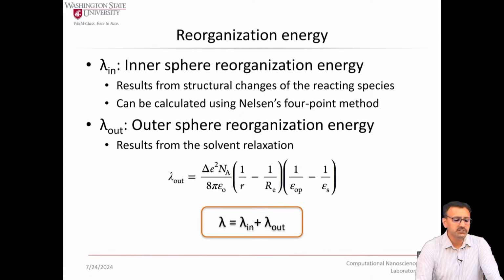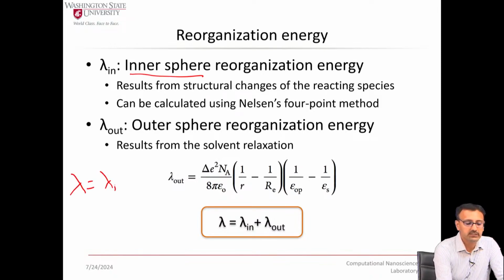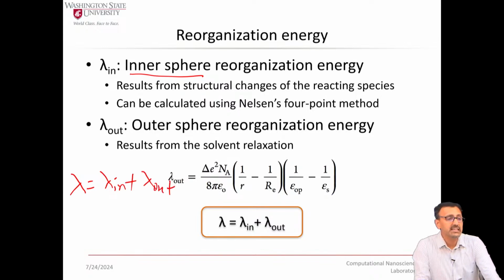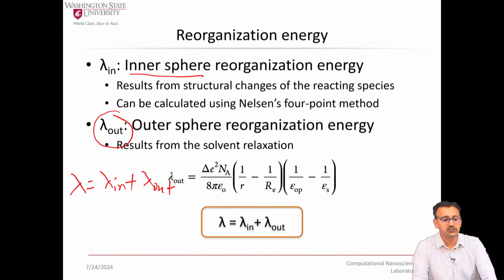I talked about the reorganization energy. So, what is the reorganization energy? And this is very specific to Marcus theory. There are 2 types of reorganization energy, and the total reorganization energy is a sum of these 2 terms. The first one is called the inner sphere reorganization energy, which describes the change in structure, electronic structure of these reacting species as the reaction happens. And then there is outer sphere reorganization energy, which relates to the solvent relaxation process.